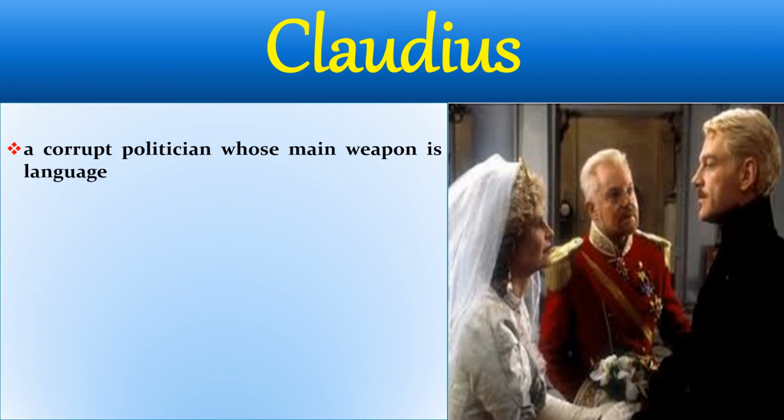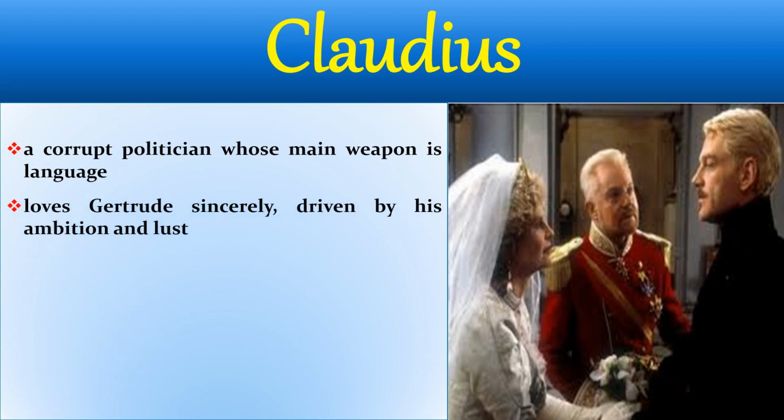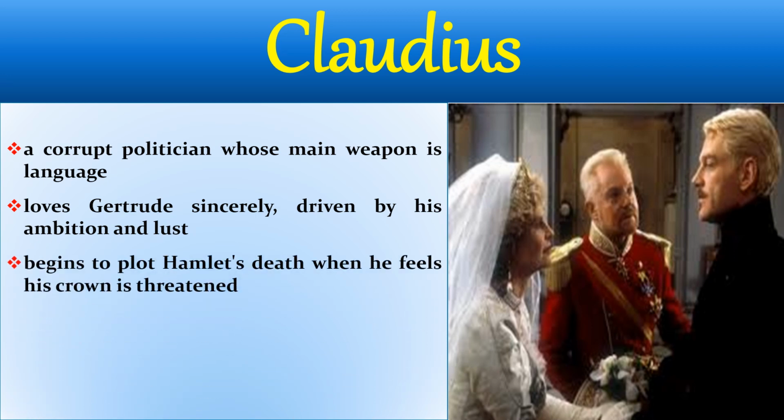Well, let's continue talking about Claudius. Claudius is also described as a corrupt politician whose main weapon is language. He is so corrupted, again morally. He uses language as a main weapon, gun. He is a very good manipulator and a skillful speaker. He loves Gertrude sincerely, but at the same time he is driven by his own ambition and lust. Lust means desire.